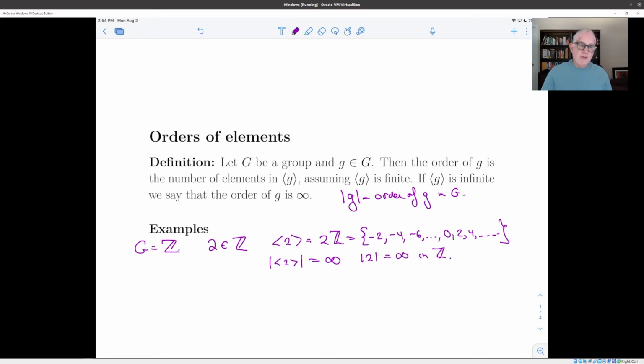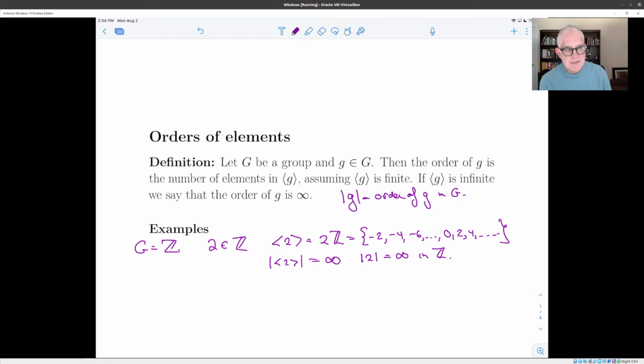And in fact, the order of 1 is infinite, the order of 5 is infinite. The order of any g in the integers is going to be infinite, because when you take the subgroup that it generates, it's going to have infinitely many elements.